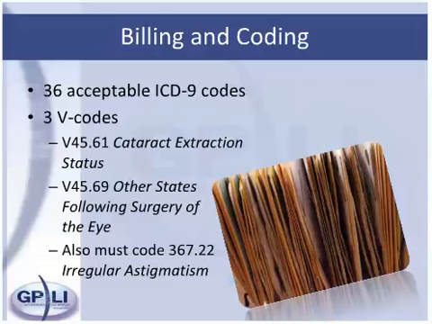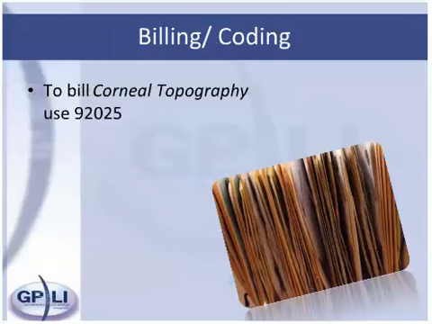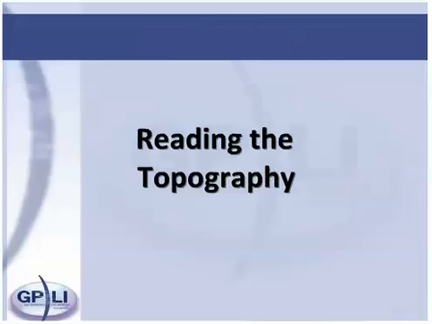There are numerous acceptable ICD-9 codes and V codes used to bill corneal topography. It is best to check with the insurance carrier prior to billing, as these codes may vary amongst regions in the country or between carriers. The code used to bill corneal topography is 92025. Now that you've captured a good image, let's proceed to reading the topographies.